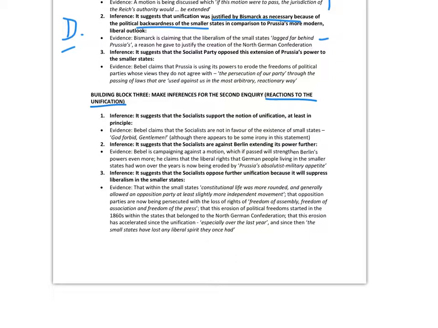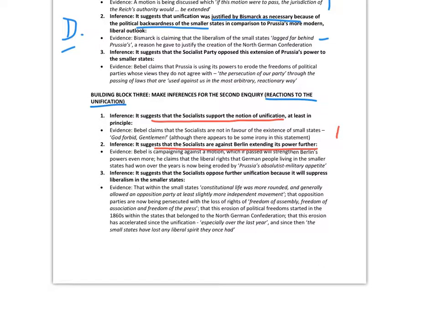Okay, so it's exactly the same. Notice how, again, more than one inference, and they're different inferences. That's really important. You saw that with the previous paragraphs. The weaker candidates would tend to make one inference and then just repeat it over and over again. Be punchy, move on, look for different inferences. So I've got 3 inferences. It suggests that the socialists support the notion of unification, at least in principle. There's a line about, God forbid, gentlemen, the irony that we should be disagreeing. He is saying we're not against unification, we're against Prussian dominance. It suggests that the socialists are against Berlin extending its power further.